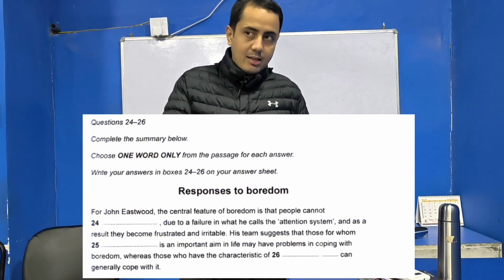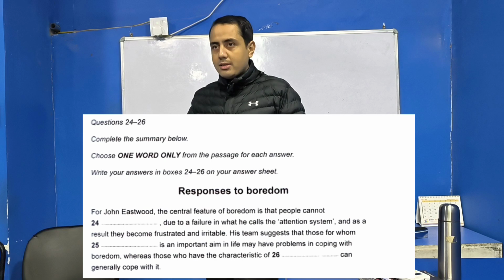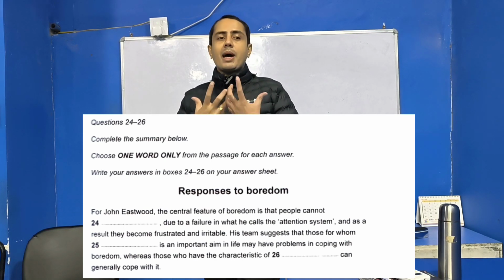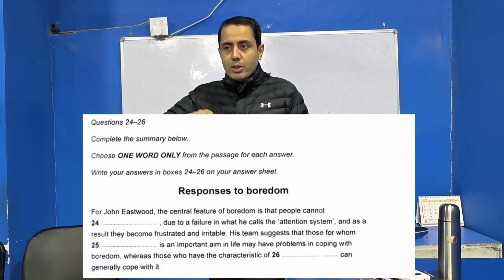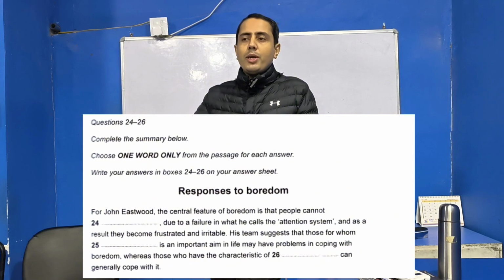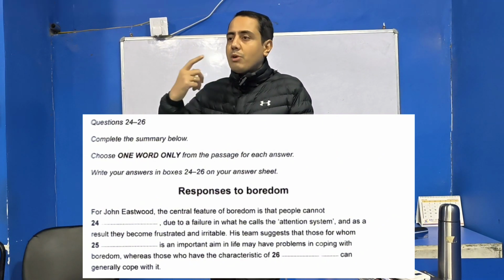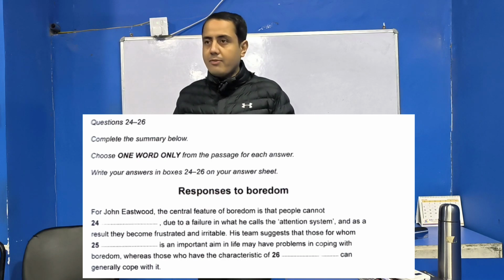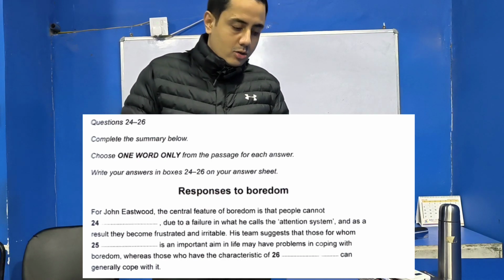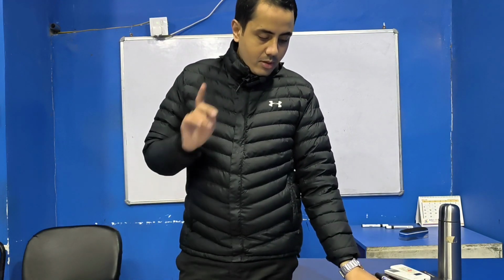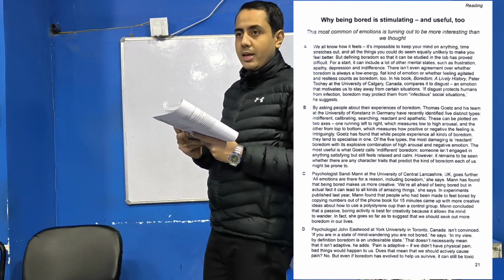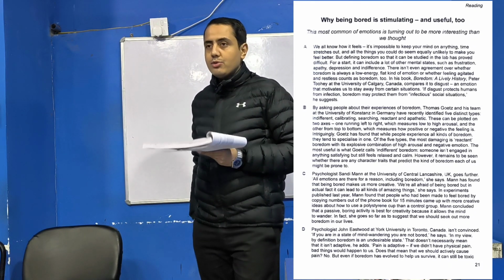So there are blanks in the paragraph. Without those blanks, we will not get the full meaning of the paragraph. But still, even with those blanks, what we understand from the paragraph should be the first thing. Then when we search, we might find whichever we might find first in the text. So before we start doing it, first I want you to look at the heading of the passage. What is the passage about? It says why being bored is stimulating and useful too.